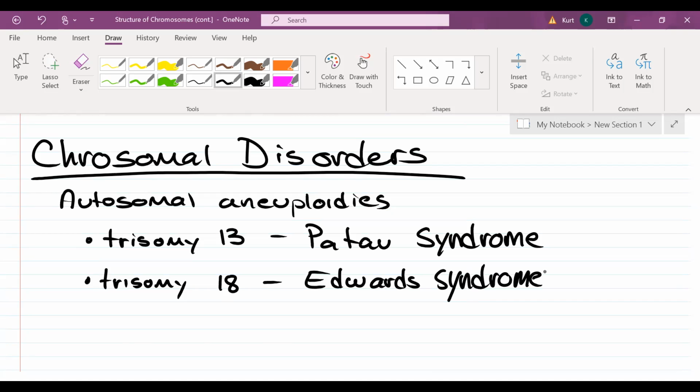Obviously, there's going to be difficulties and you're going to have special needs, but this is only the second of 3 known conditions where someone can actually survive. And then the last one I'm sure you all have heard of, trisomy 21. What's that? That is Down syndrome.